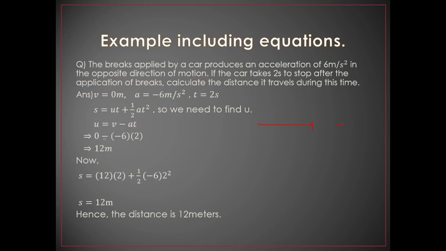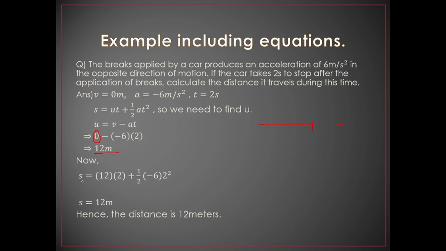We need to find u, right? So the final velocity is 0, minus 6, which is the acceleration, and time taken is 2 seconds. So the answer is 12 meter per second, since negative multiplied by negative is positive.